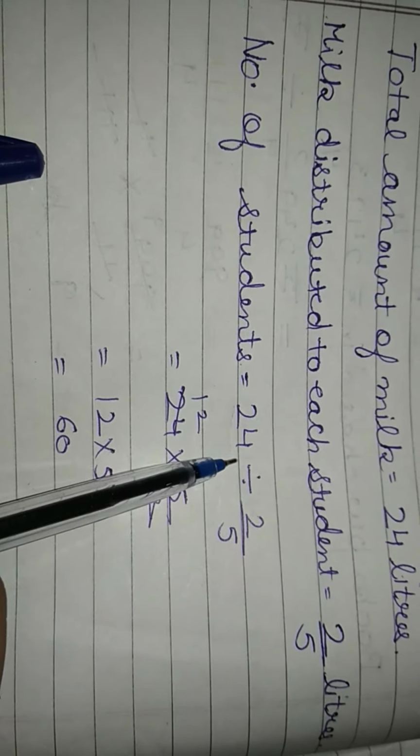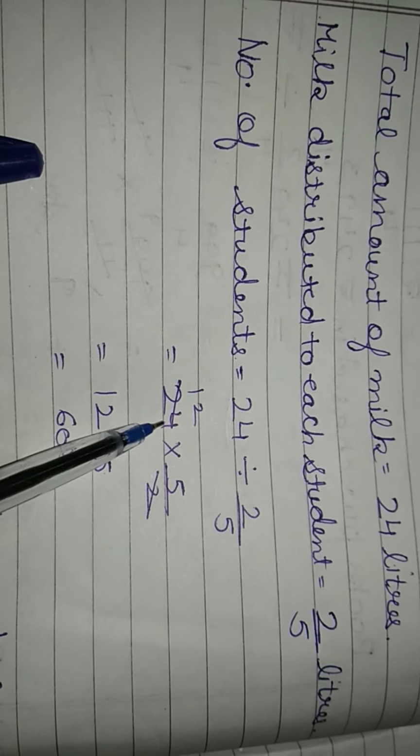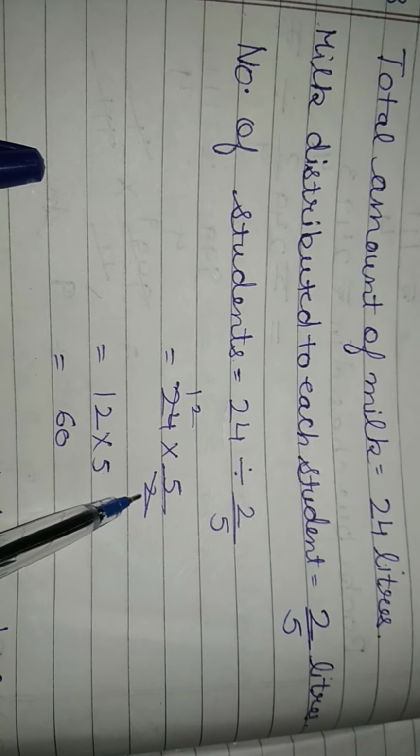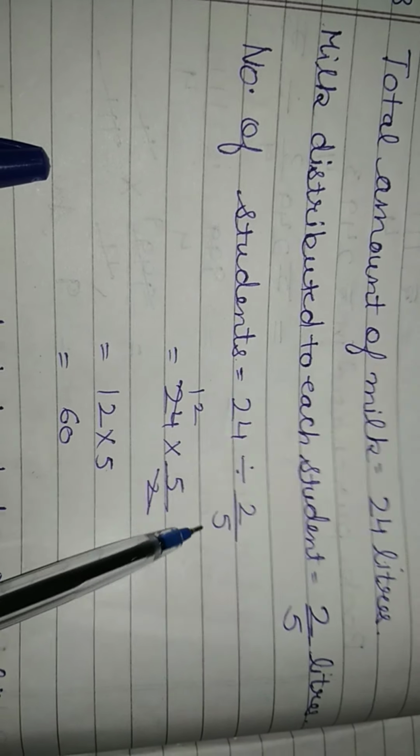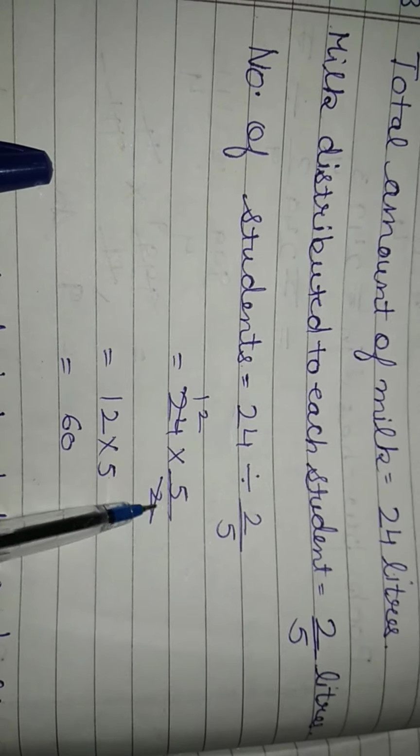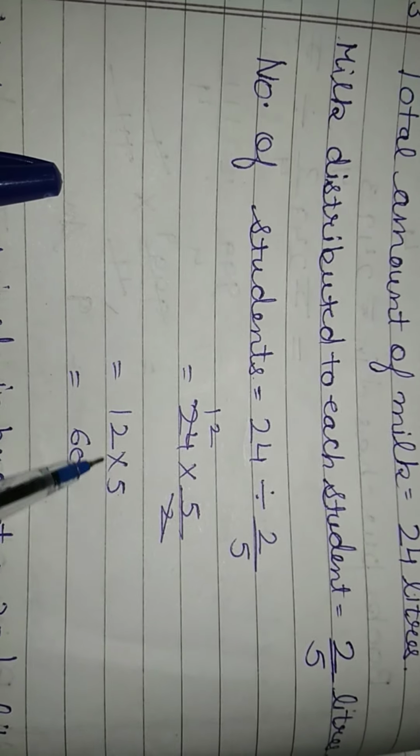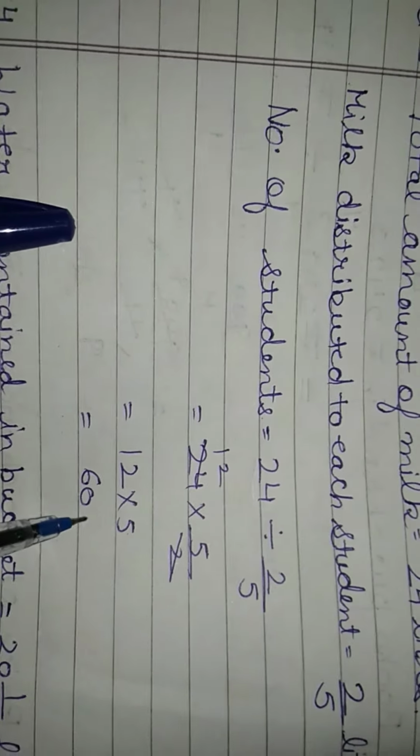So in the division of fractions we multiply the first fraction with the reciprocal of the second fraction, and the reciprocal of 2/5 is 5/2. 2 and 24 get cancelled, 12 5s are 60, and the number of students is 60.